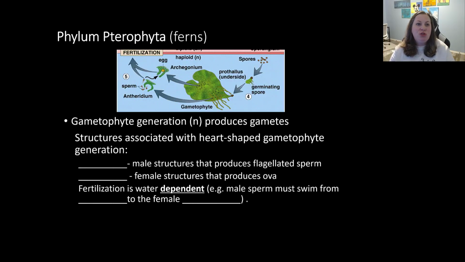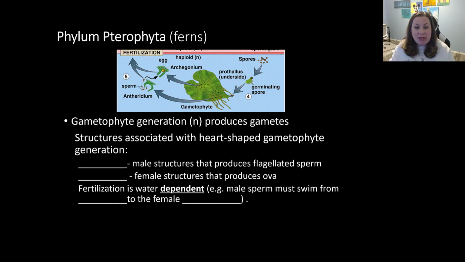The ferns are the biggest group we're going to be looking at, and they are going to be a lot larger. They're a little bit more advanced vascular plants, but they are still considered seedless. So their gametophyte generation has been blown up here bigger so that you can take a look. They are still responsible for producing gametes. Gametes, remember, are your egg and your sperm, and you can see that here in the picture.